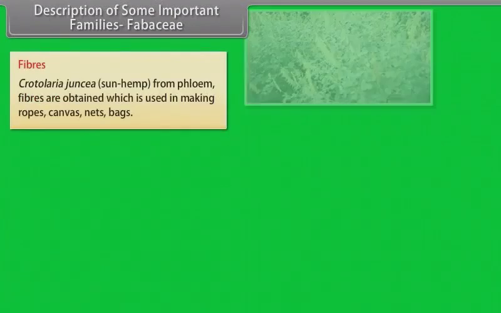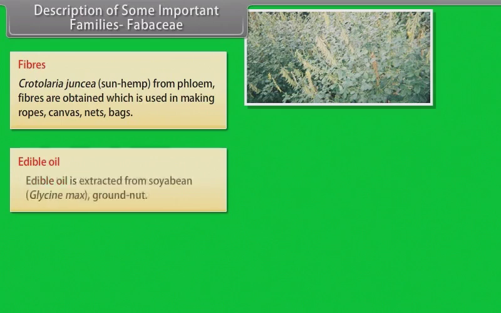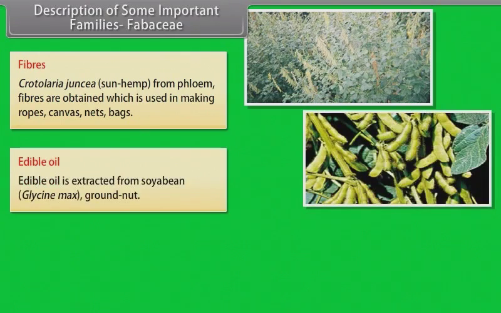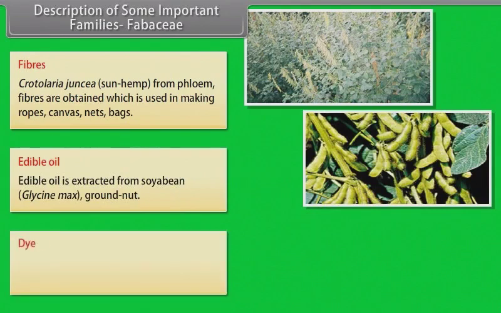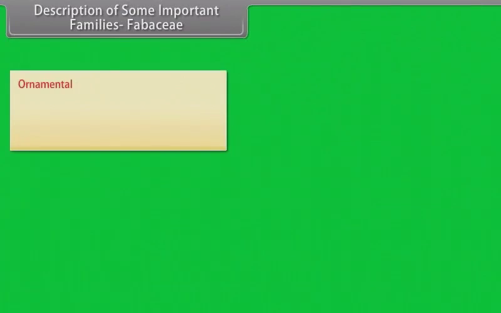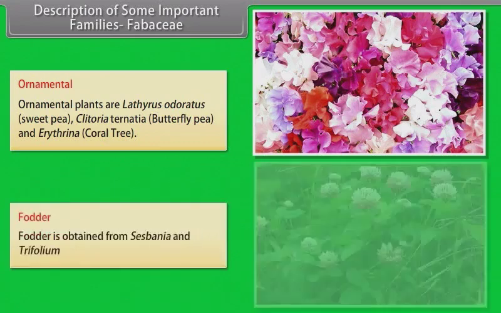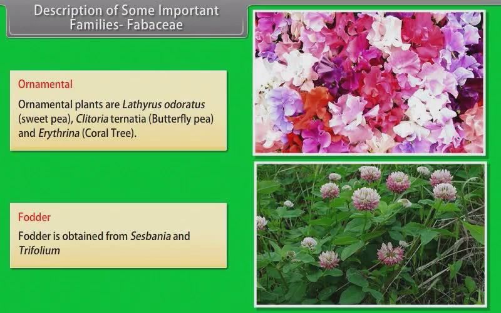Fibers. Crotalaria juncea, sunhemp. Fibers are obtained from phloem, which is used in making ropes, canvas, nets, bags. Edible oil. Edible oil is extracted from soybean, Glycine max, and groundnut. Dye. Indigofera tinctoria gives indigo or neel, and Butea monosperma gives dye. Ornamental. Ornamental plants are Lathyrus odoratus, sweet pea, Clitoria ternatea, butterfly pea, and Erythrina, coral tree. Fodder. Fodder is obtained from Sesbania and Trifolium.